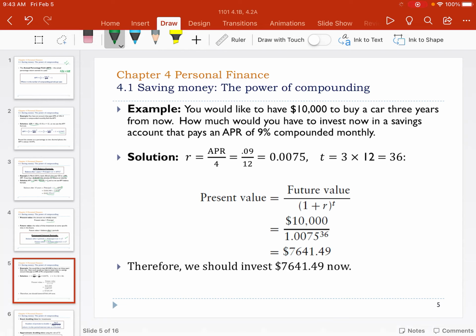Example: you would like to have $10,000 to buy a car 3 years from now. How much would you have to invest now in a savings account that pays an APR of 9% compounded monthly? So this is a way of kind of refocusing the same structure. And incidentally, this happens again and again in Chapter 4. They talk about one way and they kind of shift gears and you go backwards and see how the same structure can work.